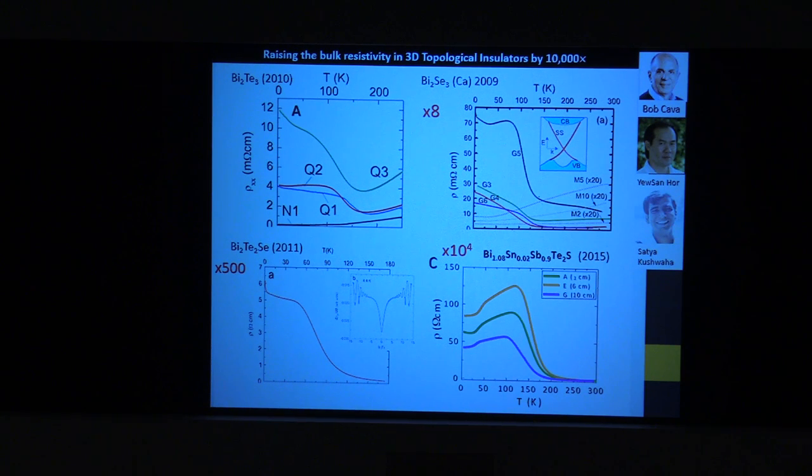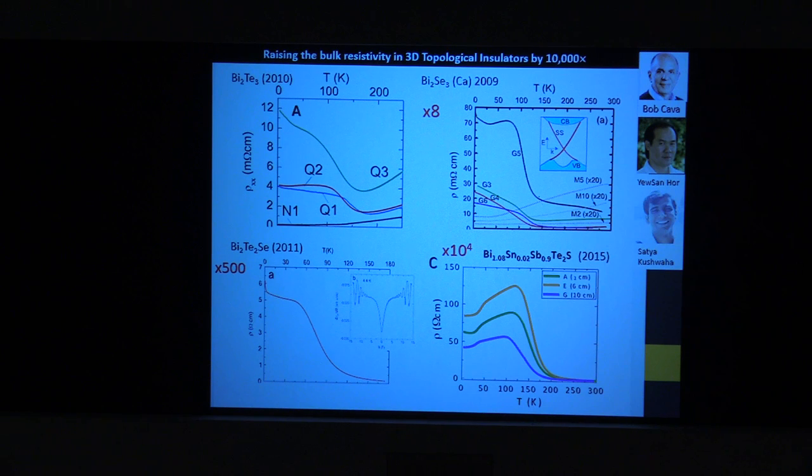Then Bob had the great idea of doping with calcium. So calcium goes in there and sucks up the remaining carriers in the bulk, and you can see the bulk resistivity now increasing by a factor of 8. And then we were sure that we were now seeing the surface conductance, but the act of doping with calcium introduced so much disorder, because it goes in as a charged impurity, that it basically killed all the quantum oscillations on the surface. So we could gate it and move the thing around, but we couldn't see any surface quantum oscillations.